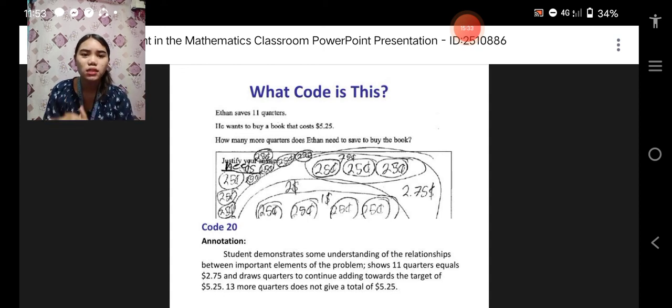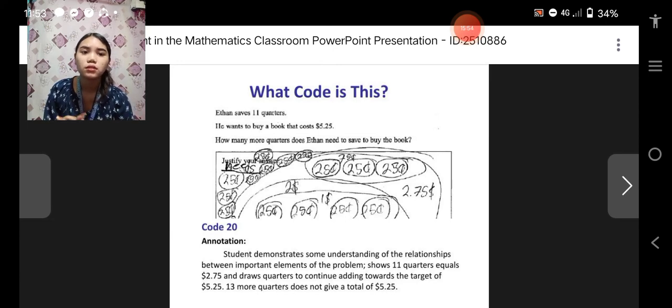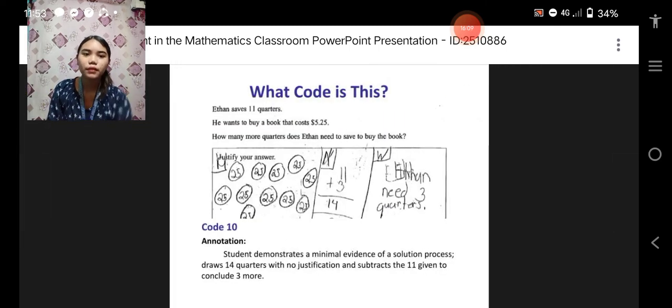So what code is this? So Ethan, there are some questions here, some necessary activities. Ethan serves 11 quarters and wants to buy a book that costs 525 pesos. So the student demonstrates annotation. The student demonstrates some understanding of the relationship between important elements of the problem. Shows 11 quarters equals, and so on.